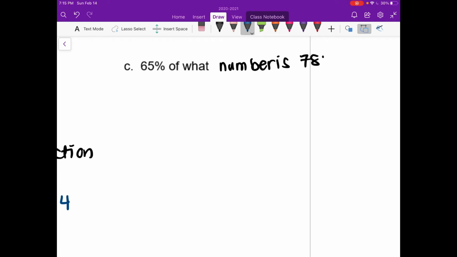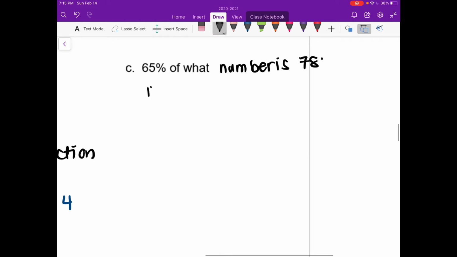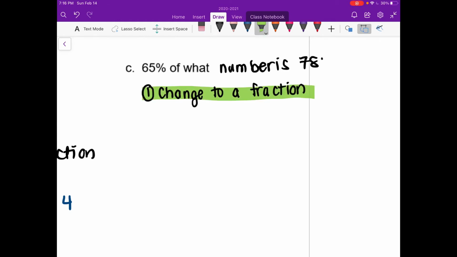So if you're given something like this, it's actually easier for you to just change this into a fraction. Right, so let's change this into a fraction. I'm just going to highlight that so it looks nicer. Right, so 65% is 65 over 100, right? And 65 over 100 is 0.65, but we want to know what number, 78 over what number will give us 65%, right?